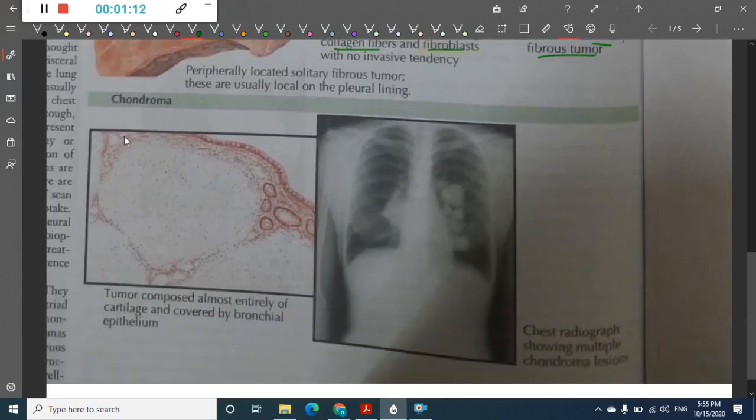Then chondroma. Chondroma is a tumor of cartilage. So it is a tumor entirely present in cartilage and covered by bronchial epithelium. These are the multiple chondroma lesions which you can see in the picture.